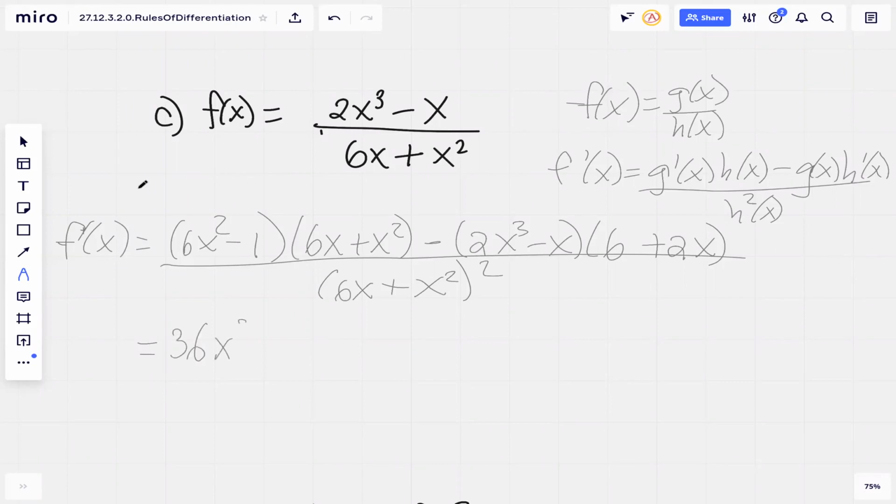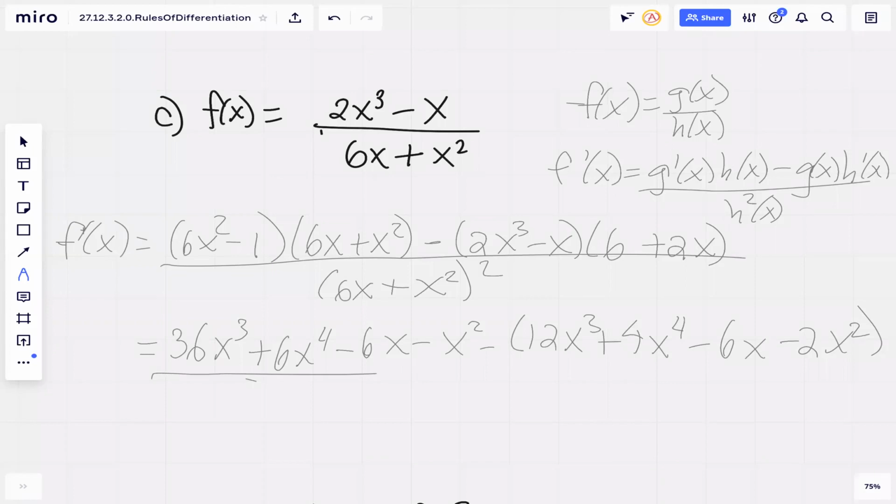36x cubed plus 6x to the power 4 minus 6x minus x squared, minus 12x cubed plus 4x to the power 4 minus 6x minus 2x squared, all over 6x plus x squared, all squared. Let's see if we can simplify this numerator. So 36x cubed minus 12x cubed, what's that, 24x cubed?